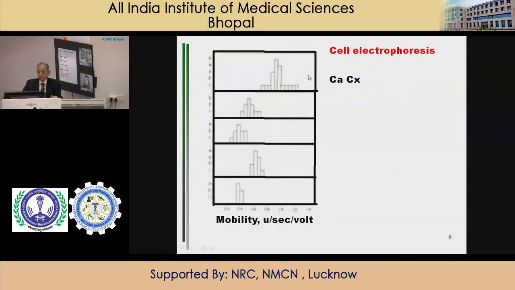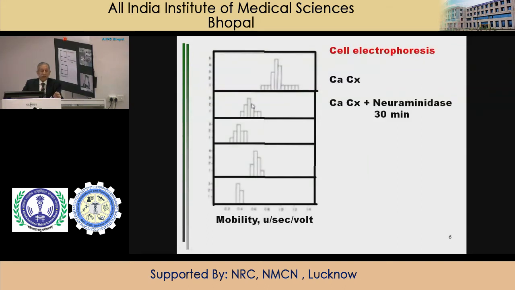If you take carcinoma cells, carcinoma cervix cells, this is the mobility on the x-axis, in microns per second per volt, and on the y-axis there is the number of cells. Of course, you have to count thousands of cells like that; only then will you get a statistically relevant population of cells. In that case, you can see these cancer cervical cells have this mobility.